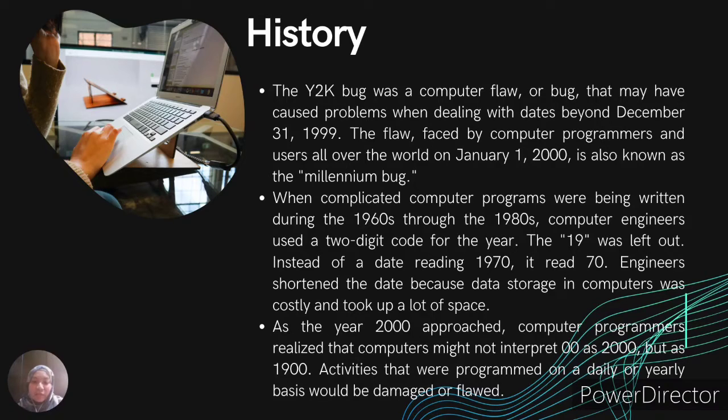As the year 2000 approached, computer programmers realized that computers might not interpret 00 as 2000, but as 1900. So activities that were programmed on a daily basis or yearly basis would be damaged or flawed. Due to the lack of results, many people dismissed the Y2K bug as a hoax or an end of the world cult.